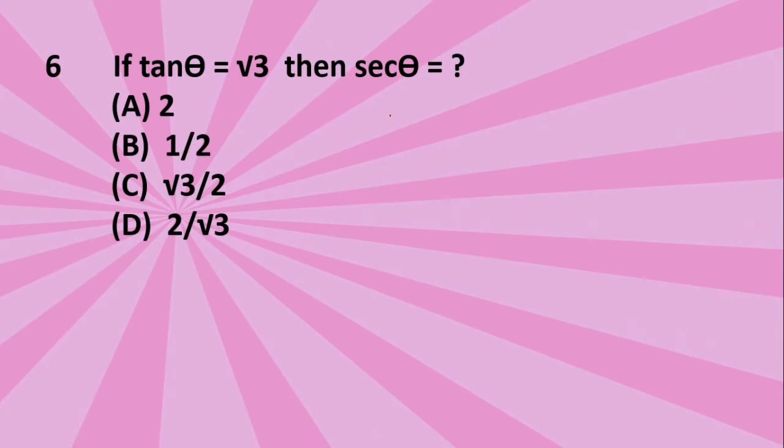Now if tan theta equals root 3, now you want to find out sec theta. Now as you know, tan theta is given root 3, or you can write it as root 3 upon 1, that is perpendicular upon base.